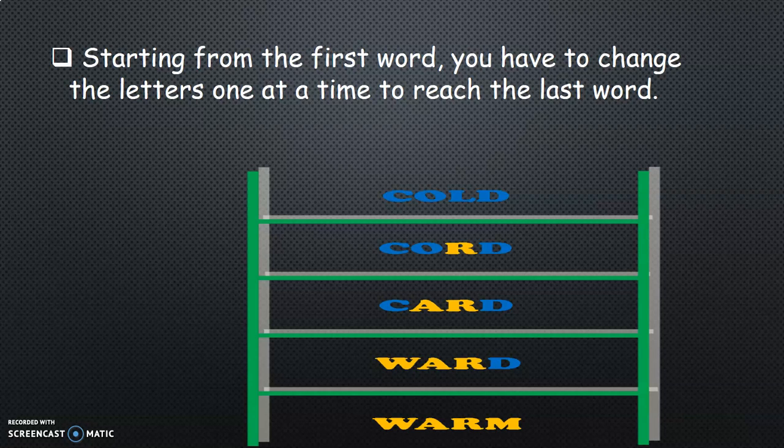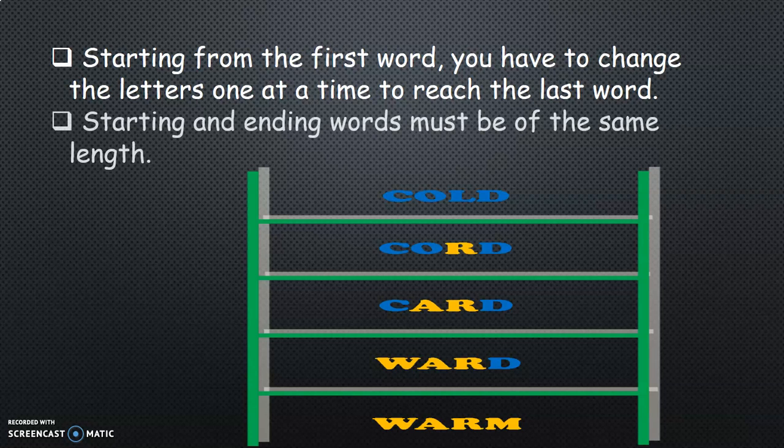Next is cord. Here A is replaced with O, and at the end R is replaced with L and the word is cold. So in this way, this is called a word ladder. And there is one more very important rule: the starting and the ending word must be of the same length. If it is a four-letter word, the start and the end should also be four-letter words, because sometimes they might only give the starting word and the steps, a ladder will be provided, and the end word will not be given. In that case, keep this rule in mind: if the starting word is of four letters, then the ending word should also be of four letters.